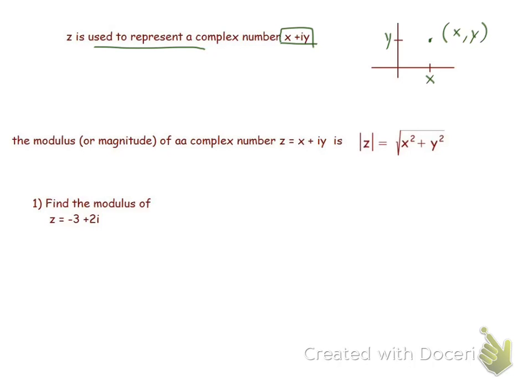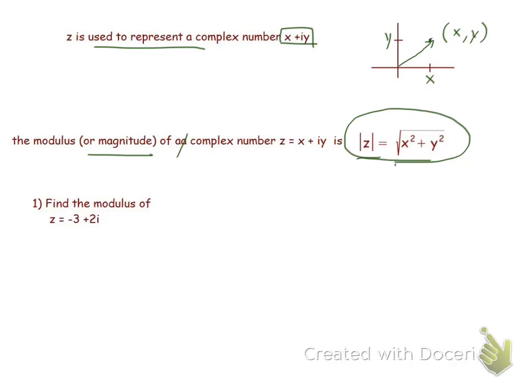If there's a vector that goes from the origin to that point, you can find the magnitude by the same thing that we've been doing, the square root of x squared plus y squared. This is also the modulus of that complex number. So the modulus is the magnitude of a vector that goes from the origin to that complex number on the complex plane.